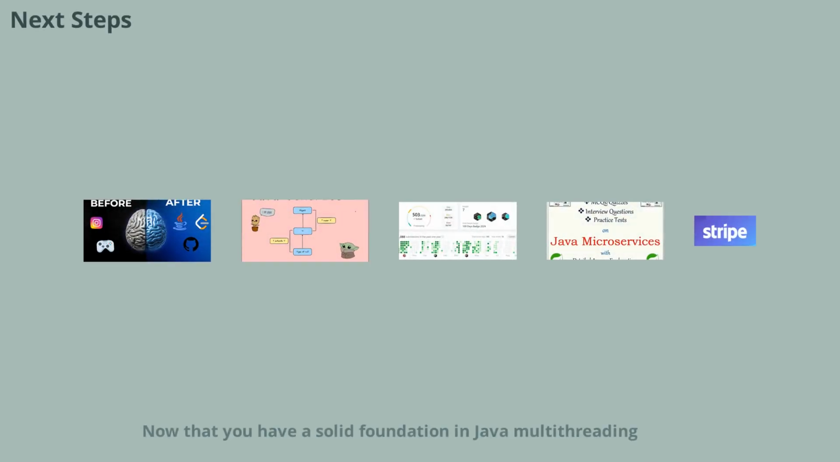Now that you have a solid foundation in Java multithreading, continue exploring advanced topics like concurrent collections, thread pools, and parallel streams. Practice by building sample applications and experimenting with different concurrency patterns. The more you code, the more confident you'll become in writing scalable, high-performance Java software.